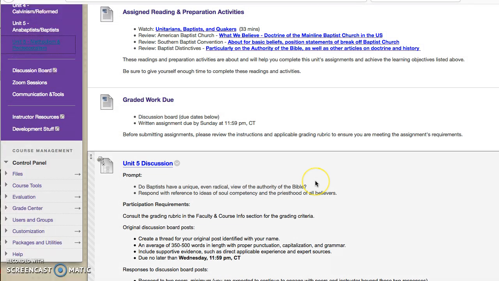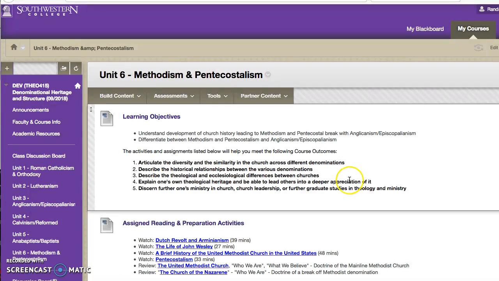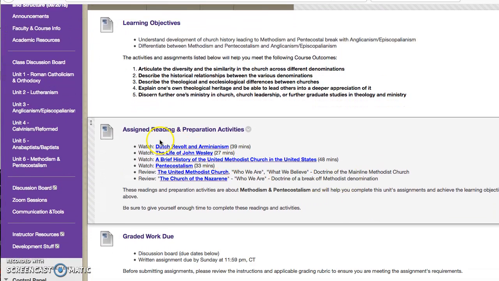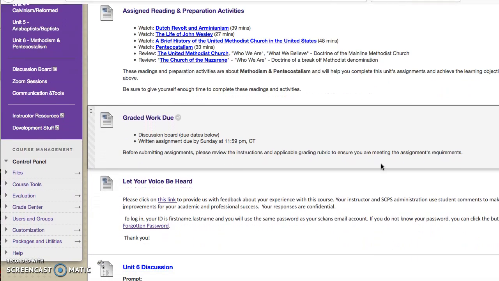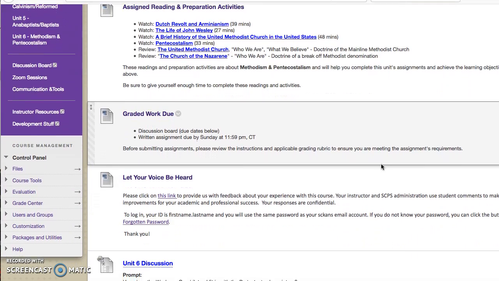And then the last unit focuses on Methodism and Pentecostalism. Some good videos on the life of Wesley and the rise of Arminianism, and a brief history of the United Methodist Church, the mainline, and then a breakoff version, the Church of the Nazarene, and a little bit of a focus on Pentecostalism as well, because of its focus on holiness and so on. And that seems appropriate, and that also is a new addition to the class, which I think is very helpful.